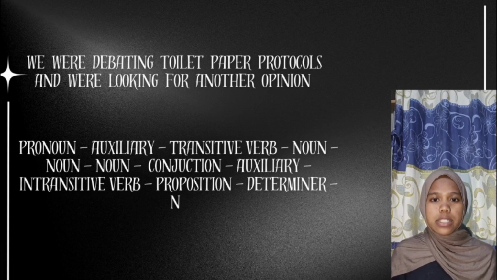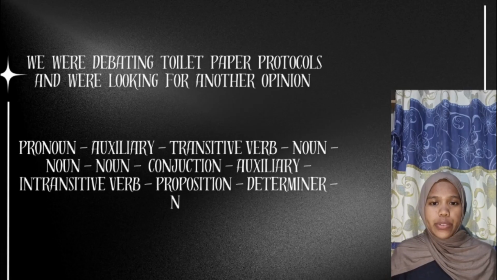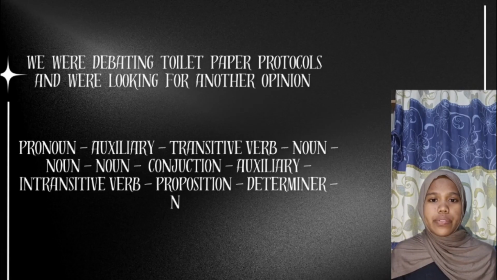The sentence is, we were debating toilet paper protocols and we're looking for another opinion. First, I would like to explain the sentence based on its word categories. In the first sentence, we is a pronoun, were is an auxiliary, debating is a transitive verb, the words toilet, paper, and protocols are nouns, and then the word and is a conjunction.